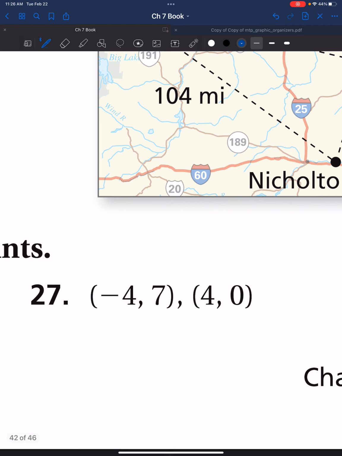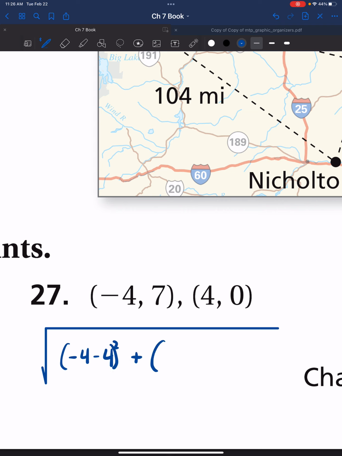Number 27. The first thing I need to do is make one giant radical sign. Change in x's squared plus change in y's squared. Who are my x's? Negative 4 and 4. So it's going to be negative 4 minus 4 squared plus change in y's, 7 minus 7 squared. Negative 4 minus 4 is negative 8. Negative 8 squared is just 64.